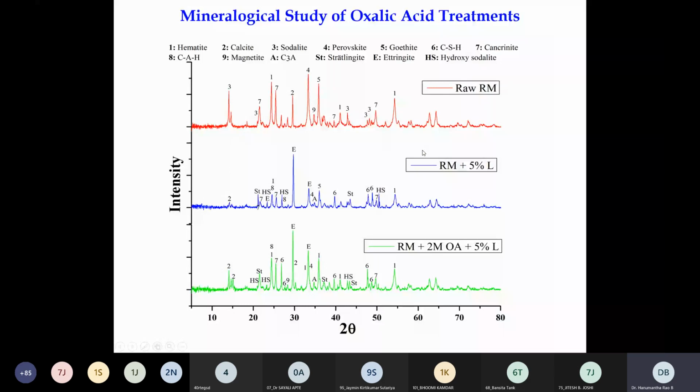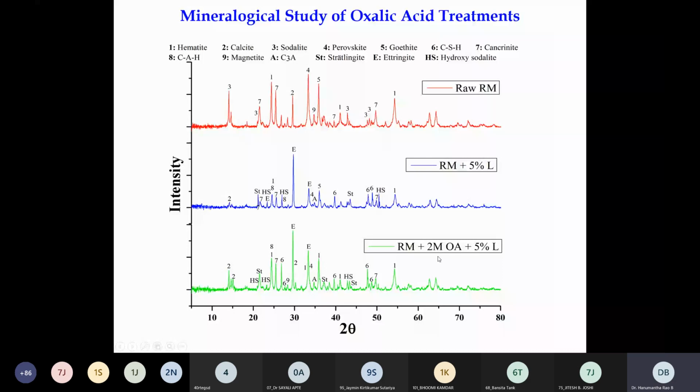So you need to have a clear understanding about whether there is transformation of the complete mineral or a phase change within the same mineral. For that purpose, we have tried to establish the X-ray diffractograms. As you can see here, the X-ray diffractograms for raw red mud as well as the same red mud treated with 5% lime, and the combination of 5% lime and 2 molar oxalic acid.